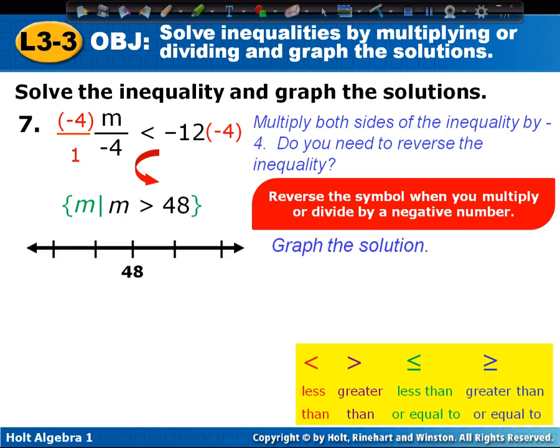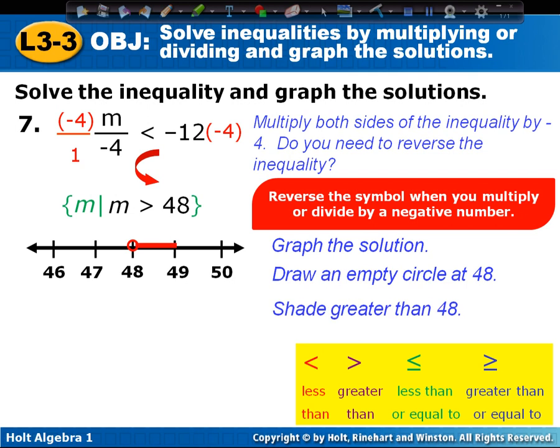I have 48 in the middle here. I need 2 numbers less and 2 numbers greater. So we're going to put 46, 47, 48, 49, and 50. I'm going to have an open circle this time, because there's no extra mark underneath here, so 48 is not included in my answer. And I'm going to shade to the right because I'm looking for numbers greater than 48. So all of my solutions are all the numbers that are greater than 48. I can plug in any number greater than 48 into my inequality and it's going to be true. So I've solved it, set it, graphed it.